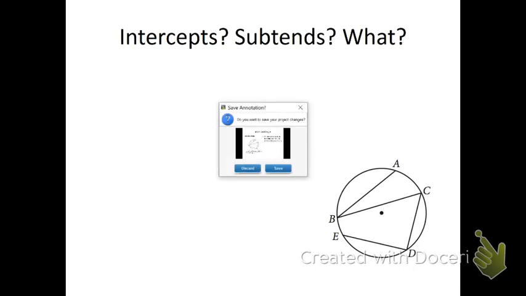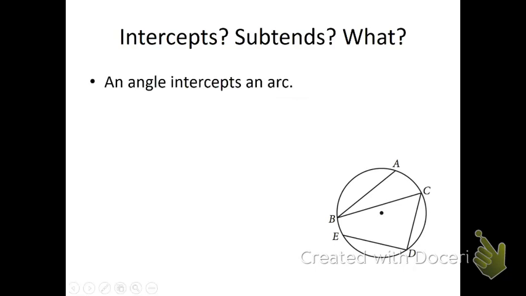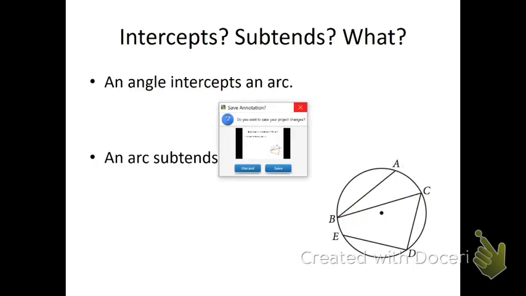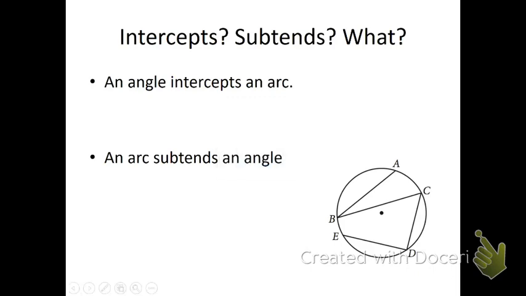So just some vocab. Intercepts versus subtends. An angle intercepts an arc. So I would say that this angle ABC intercepts arc AC. And an arc subtends an angle. So I would say this arc BD subtends this angle. So that's just some vocab.